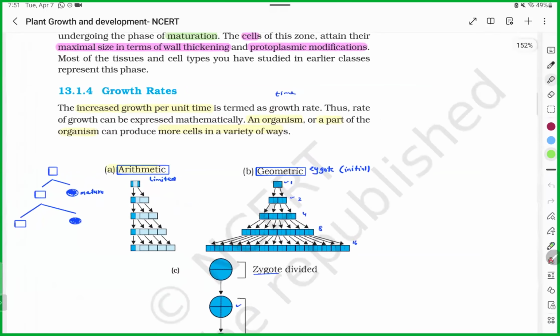Growth rate is the increase in growth per unit time. And we can express this mathematically. If an organism or part of an organism, like a cell, can produce more cells in different ways.